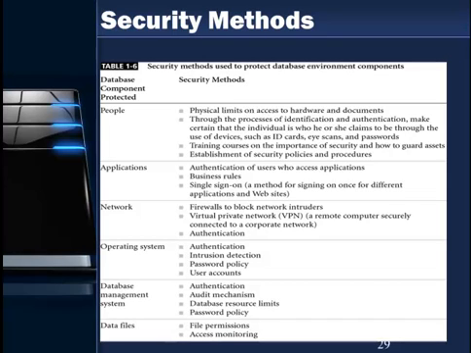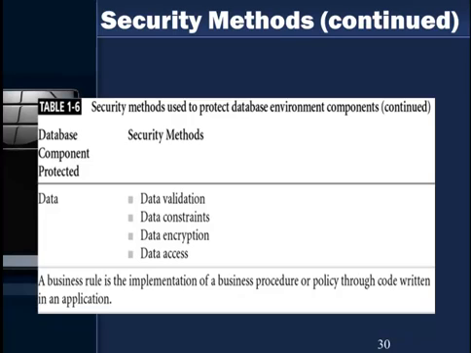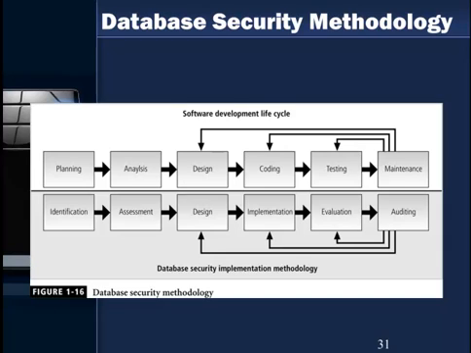Network should have firewalls to block network intruders, and virtual private networks to access information remotely. Appropriate authentication, which is an ongoing theme throughout, operating systems as well: authentication, intrusion detection, appropriate password policies. Database management system: again, audit mechanisms, database resource limits, password policies, database files. We're looking at things like file permissions and access monitoring, and then data validation, constraints, and encryption, as well as data access, are all key things.